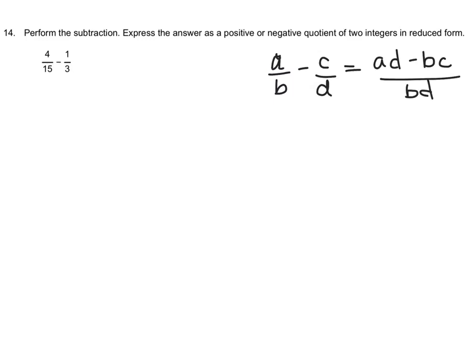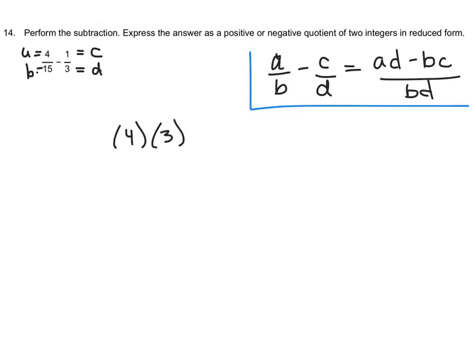Since these denominators are different, I'm going to use the definition written on the screen to subtract these two fractions. This says that a over b minus c over d equals a times d minus bc over b times d. So if I were to write this out, I have a is 4, b is 15, c is 1, and d is 3. So this is 4 times 3 minus 15 times 1 all over 15 times 3.